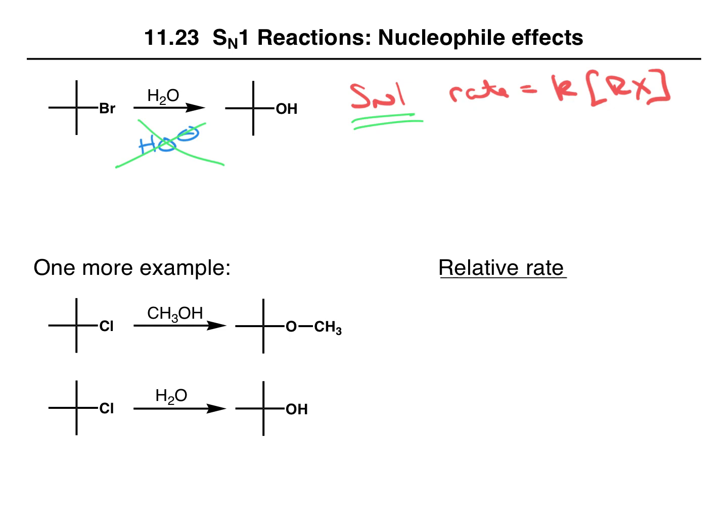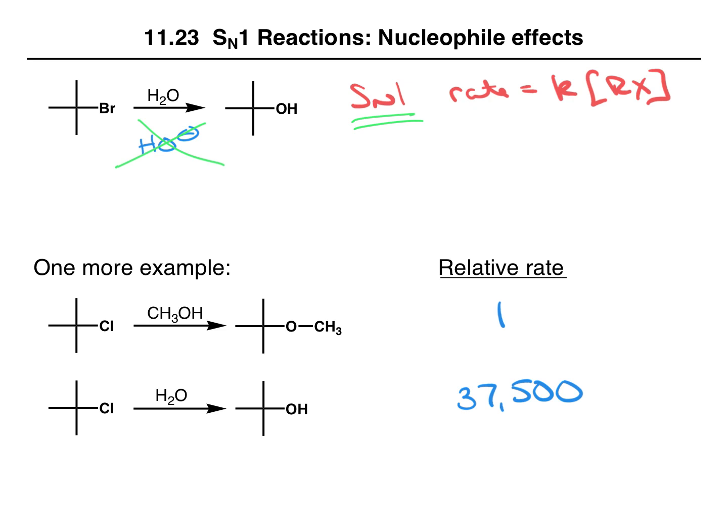All right, let's look at just one more example because I want to prove to you that the nucleophile doesn't matter. So here we have t-butyl chloride. We can react this with methanol to give this ether, or we can react it with water to give this alcohol. And in terms of relative rate, if we call this 1, then with water, this has a relative rate of 37,500.